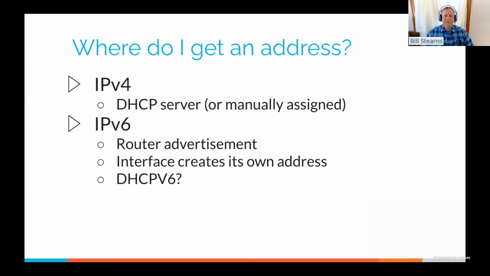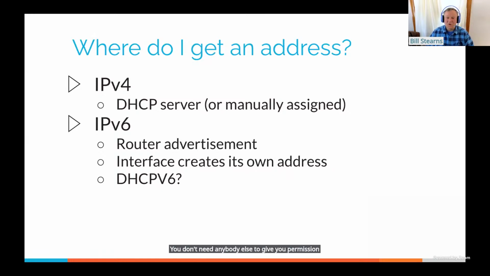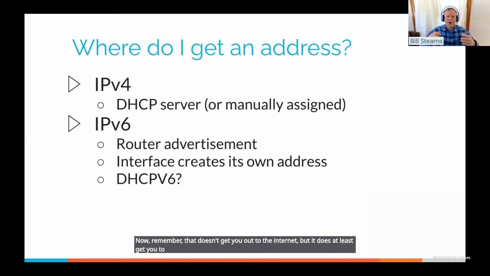Where do I get an address? Well, just like IPv4, let me back up. With IPv6, every computer that comes up can automatically create its own internal use only address starting with FE80 without any help whatsoever. You don't need anybody else to give you permission to create your own FE80 address. Now, remember, that doesn't get you out to the internet, but it does at least get you to a point where you can talk to other computers on the cable and then send out multicasts saying, "Hey, can anybody get me something better than this internal only address?"